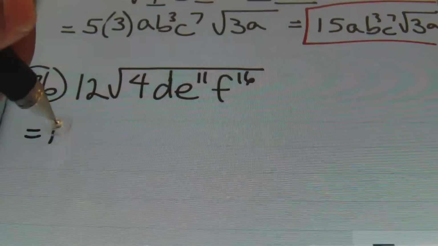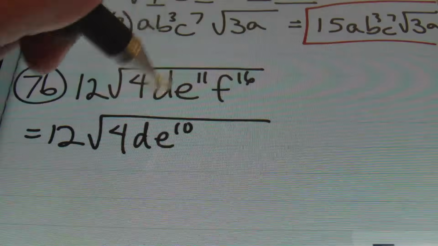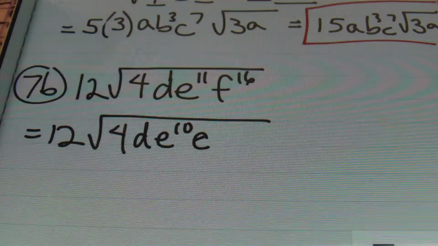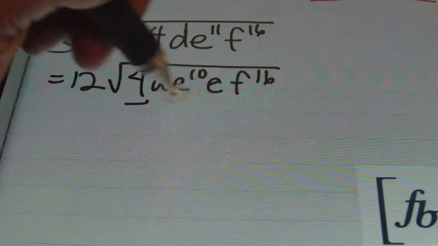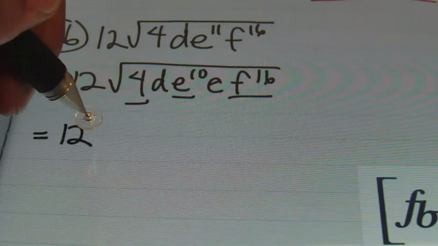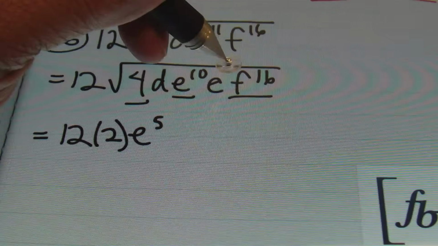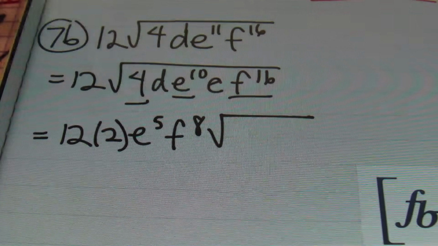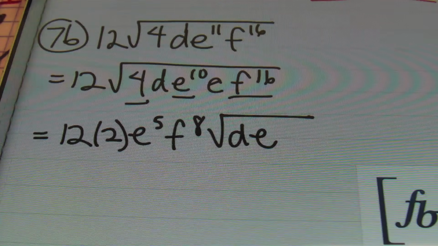So I'll be rewriting this as 12 times the square root of 4d e to the 10th power, the largest multiple of 2 that goes within 11 without going over. That leaves me with 1e. And I also have my f to the 16th power. Then, taking the square root of the 4, e to the 10th power, and f to the 16th power, I'll end up with 12 times the square root of 4, which is 2, times the square root of e to the 10th power, which is e to the 5th power, times the square root of f to the 16th power, which is going to be f to the 8th power. That's going to leave me with a square root of d e. And that's it. Those are the only things that were left over.